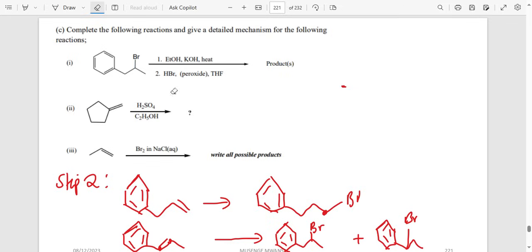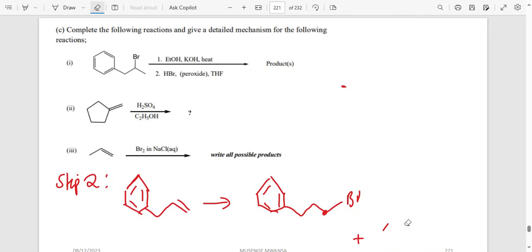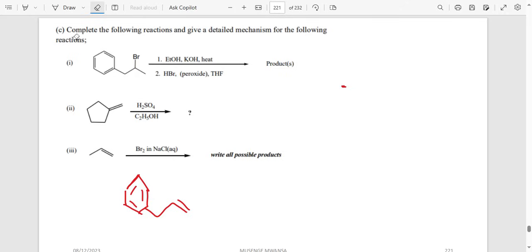Okay, let's write the mechanism now. Hope this is okay. Is it? Is this okay? It's quiet. Hope I've not. Yes, please.